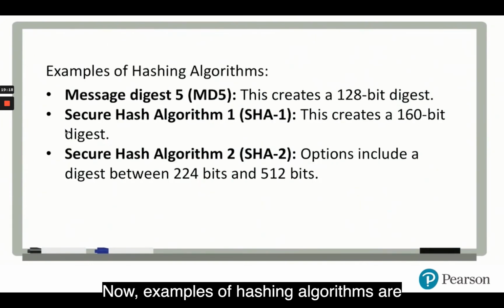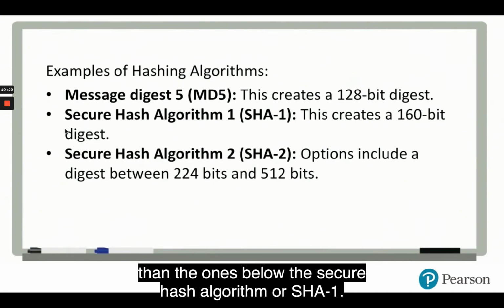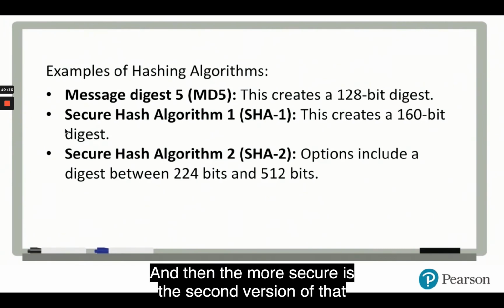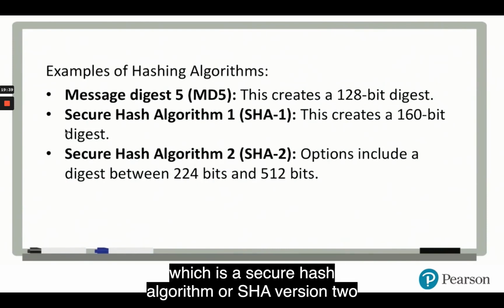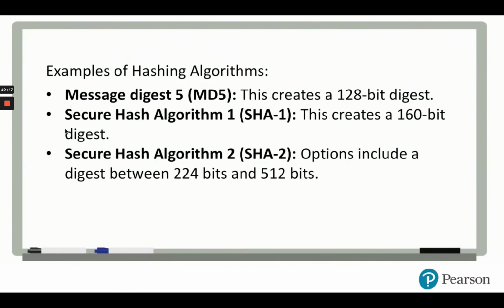Now, examples of hashing algorithms are Message Digest 5, or MD5, which creates a 128-bit digest. It's less secure than the ones below. The Secure Hash Algorithm, or SHA-1, creates a 160-bit digest. And then the more secure one is the second version, Secure Hash Algorithm version 2, or SHA-2, which includes digests between 224 bits and 512 bits.